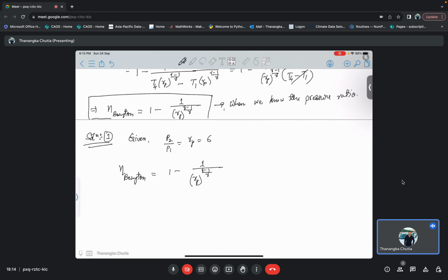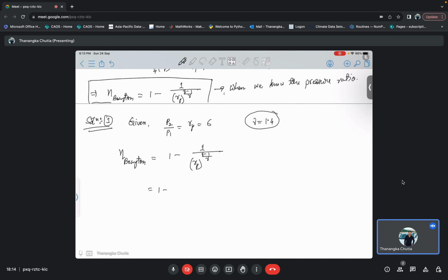Now here gamma value is not given. Okay, now if it is an ideal cycle, so air is used, and in that case gamma is equal to 1.4 for using all the air standard assumptions. Now you just have to put all these values: 1 minus 1 by 6 to the power 0.4 divided by 1.4. Okay, so this one you'll get as 40.06%. Clear?